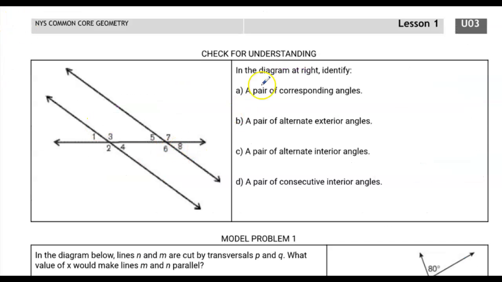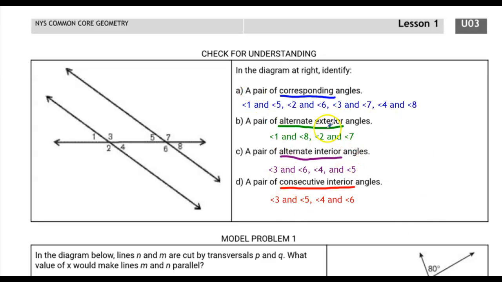In this check for understanding, all you have to do is identify one pair of corresponding, one pair of alternate exterior, etc. I'm going to give you all the pairs, but all you have to do is identify one of them. So pause the video, try these ones out, and I will show you the correct answers in a moment. All right, you had a lot of different options for this first one, corresponding angles. When I look at angle 1 and angle 5, they are both in this particular position in that intersection.